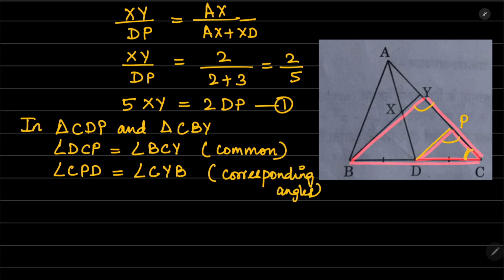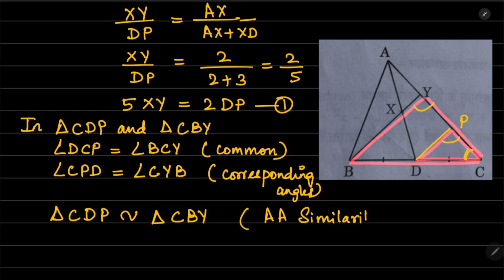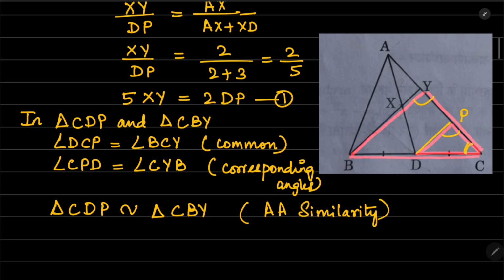So using again angle similarity, we can say triangle CDP is similar to triangle CBY. You have to write the reason: using angle similarity. Now that these two triangles are similar, we can write BY by DP is equal to BC by DC. Big triangle side divided by small triangle side over the same corresponding side.